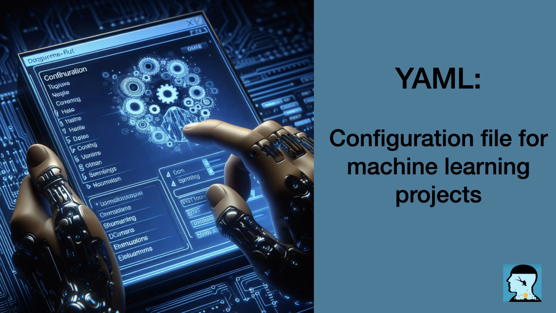YAML is a straightforward and easy-to-understand configuration file format that has several advantages when used in machine learning projects. Simplicity. YAML syntax is human-readable and easy to write, making it accessible to individuals with diverse technical backgrounds. Flexibility. YAML allows for the representation of various data types, including strings, numbers, arrays, and booleans. This flexibility enables the storage of complex configurations in a structured manner.